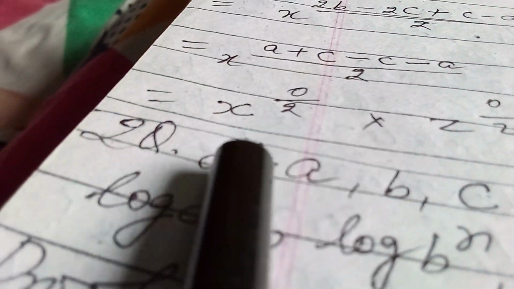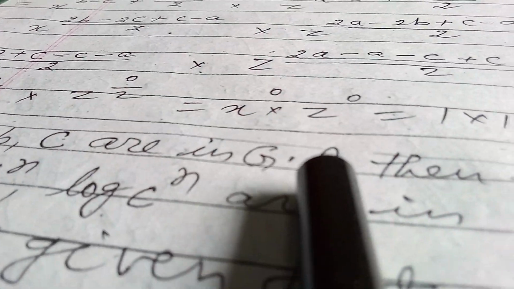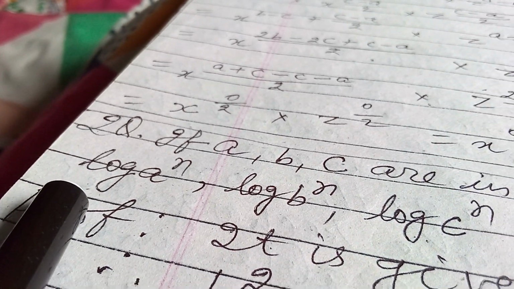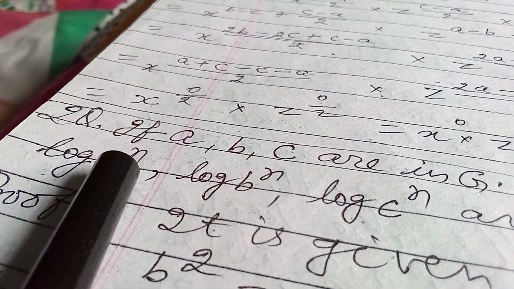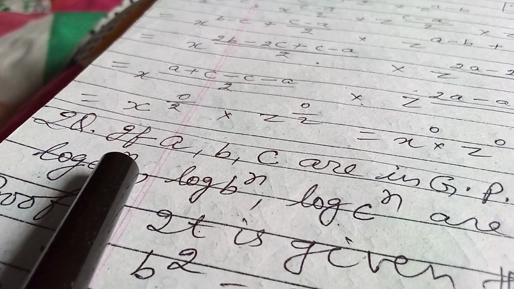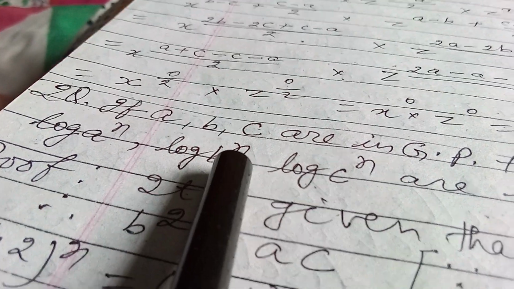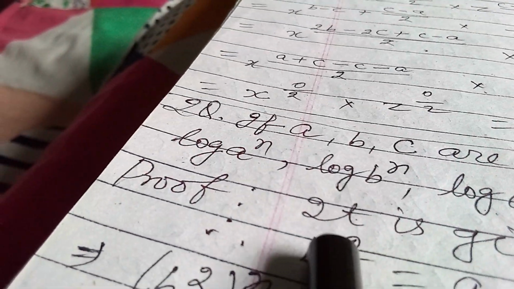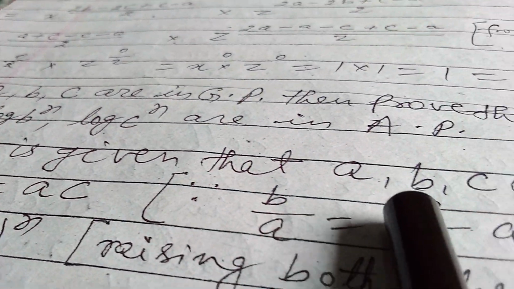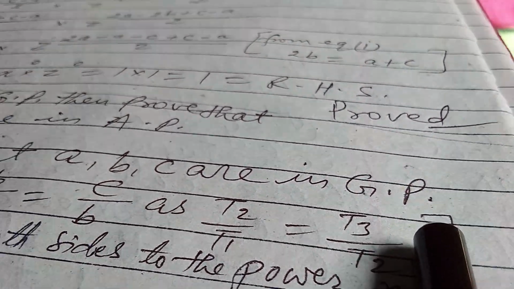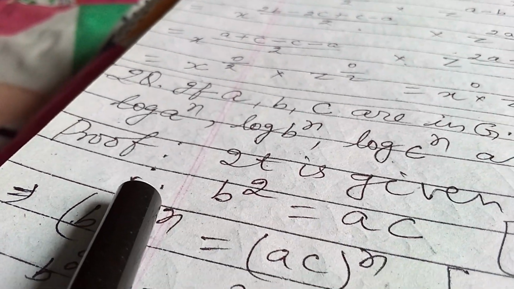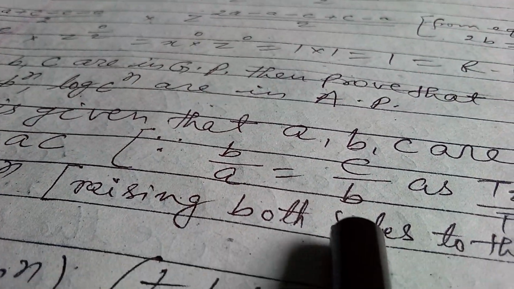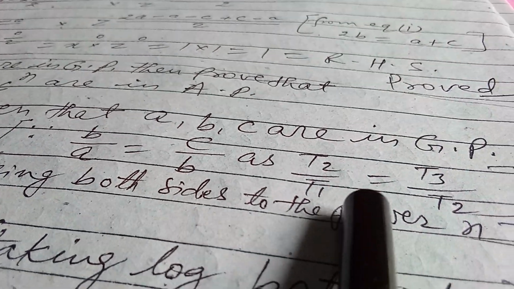Second question: if a, b, c are in geometric progression, then prove that log of a to the power n, log of b to the power n, log of c to the power n are in arithmetic progression. Now the proof is: it is given that a, b, c are in geometric progression, and so b square equals ac, because b by a equals c by b, as second term by first term equals third term by second term.